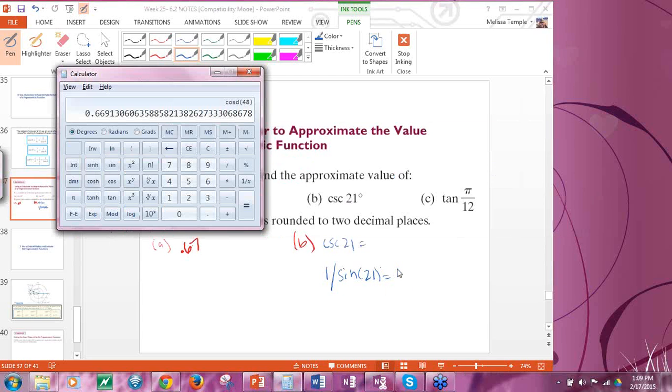Okay, and Emma and Rachel, in your scientific calculator, you're going to do 1 divided by, open parenthesis, 21 sine, end parenthesis, and then hit enter. So one more time. 1 divided by, open parenthesis, 21 sine, end parenthesis, enter. 2.79.